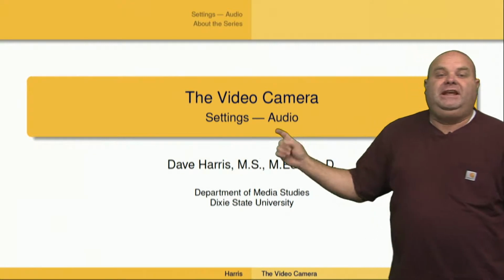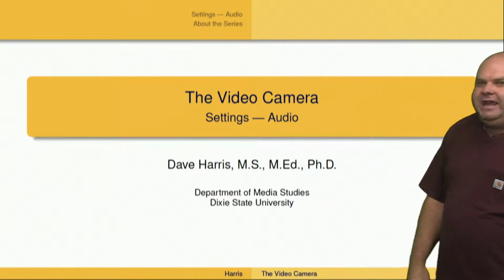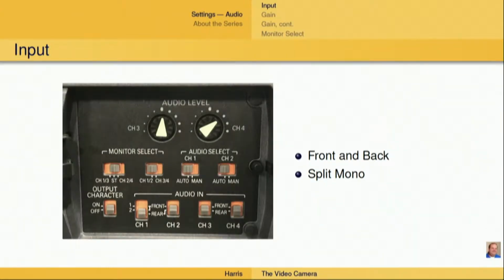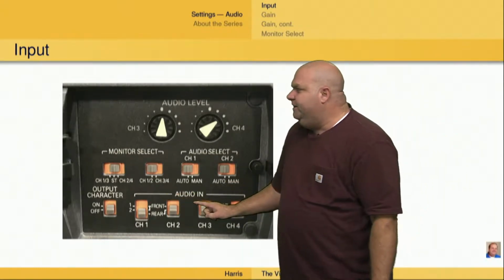We're talking specifically about video cameras today, and more specifically about audio settings on a generic camera. Here we've got the audio settings of a specific camera. This is from a Panasonic camera, and I want to talk about the audio input settings on this particular camera. We've got the audio in settings down here.